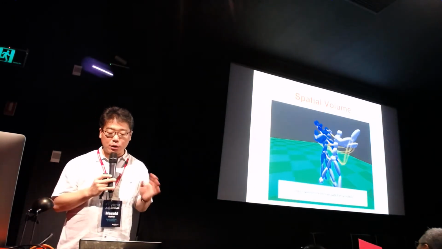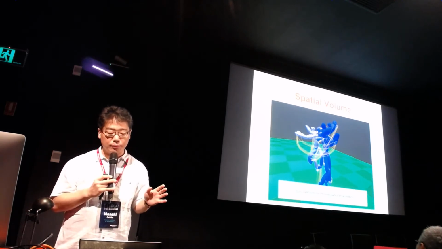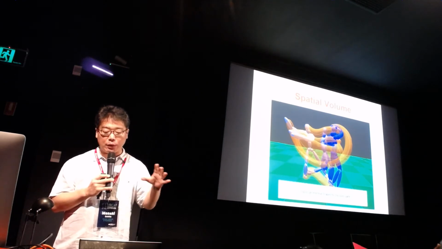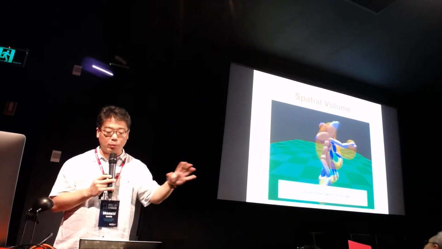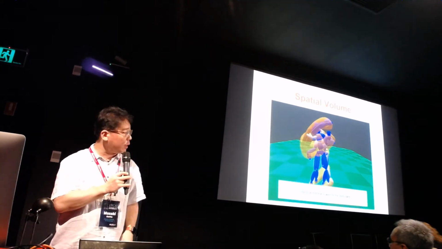The input is the trajectory for the body parts from all the motions. And the output is the geometrical shape that contains all trajectories for the body parts. They represent the range of the positions of the body parts during the motion.